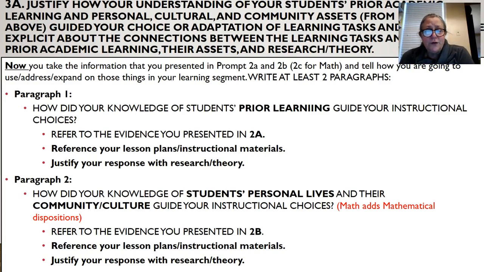And then in paragraph 2, you're going to talk about how your knowledge of students' personal lives and their community and culture guided your instructional choices. And you're going to refer to the evidence now that you wrote about in 2B. Now, math, you're going to either put it in this paragraph, but I would suggest a third paragraph, talking about your mathematical dispositions, where you're going to refer to the evidence that you presented in 2C. But again, for each paragraph, you need to reference your lesson plans and your instructional materials, and you need to justify your response with research and theory where you can.